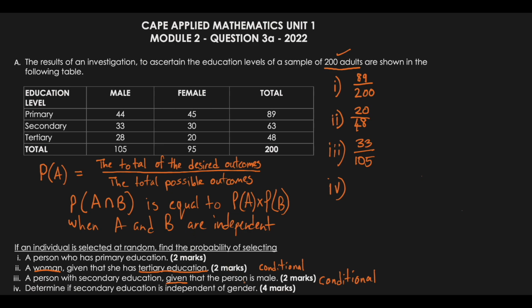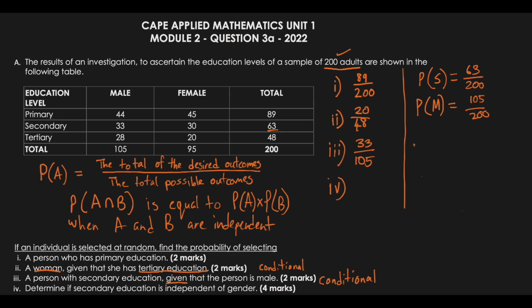Now, since we're looking at gender, let's look at the males first. So we're looking for independence between secondary education and males. So let's start off with that. What is the probability of us having a secondary education with the people that we have here? So the total for secondary education would be 63. So therefore that would be 63 over 200. Now what about the probability of a male? So the probability of a male would be 105 out of 200.